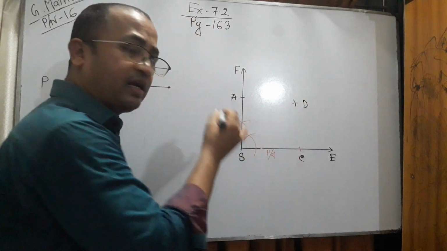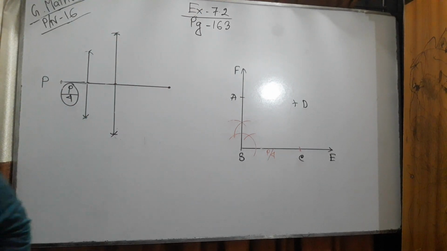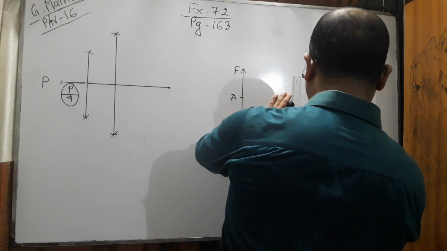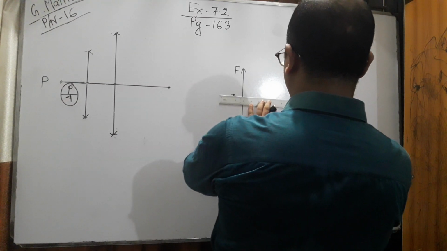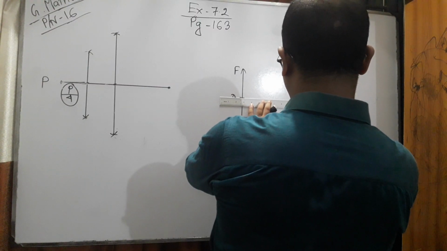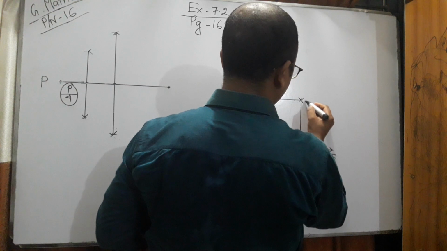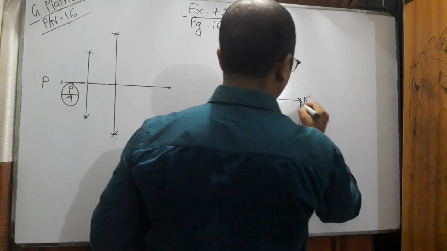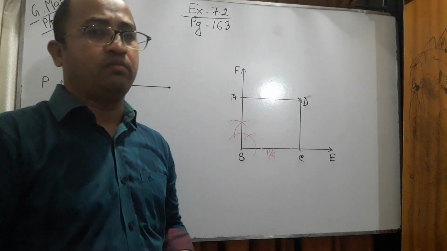Now join AD and CD. We will get our required square. Now join it. So look, ABCD is our required square, just like the rhombus.